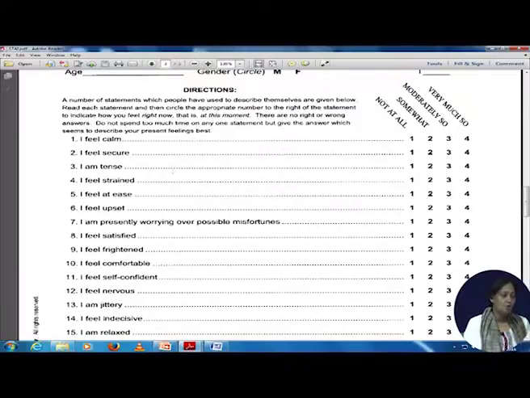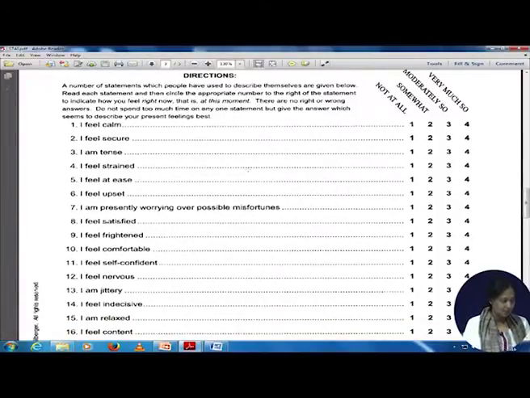There are no right or wrong answers. Do not spend too much time on any one statement, but give the answer which seems to describe your present feelings best. As you can see, this is a 4-point rating scale. So, it goes from not at all, that is 1, to very much so, that is 4. So, you encircle what is most appropriate for you right now or at this moment. As I was saying, in the state scale, it talks about how you are feeling at this current moment.